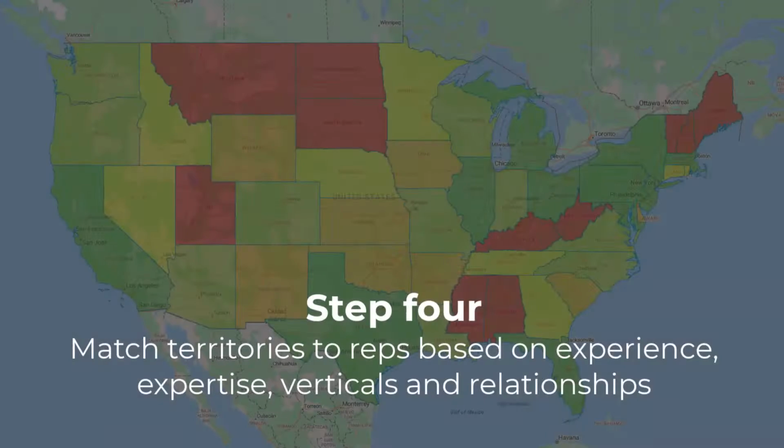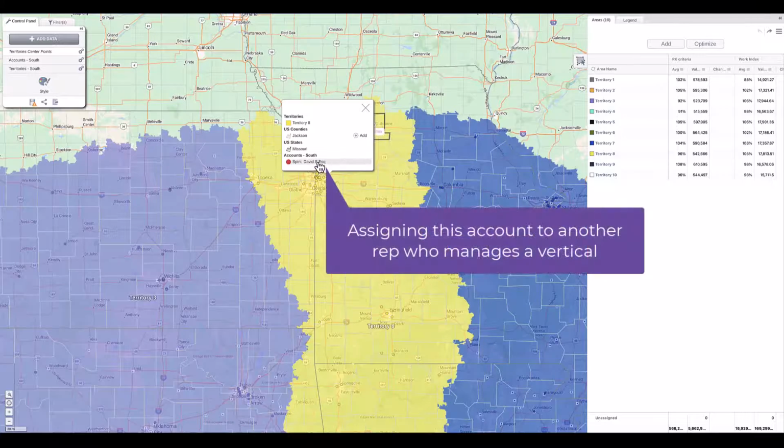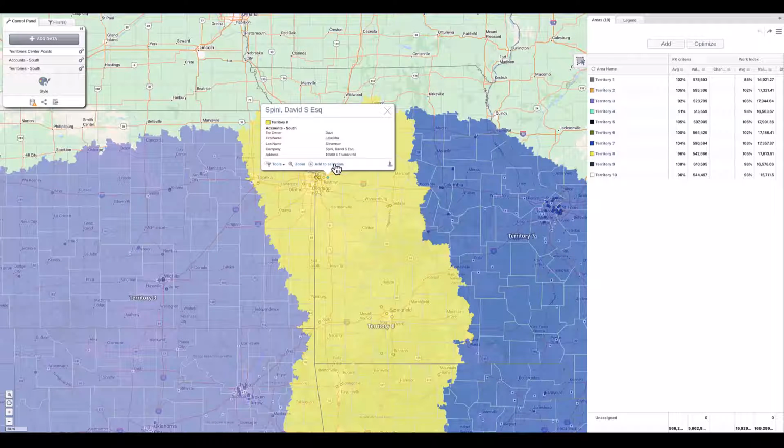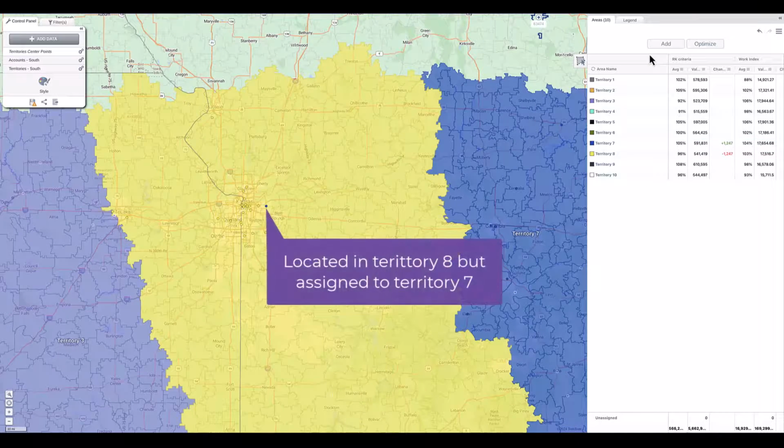Step 4, match territories to the reps based on maybe their vertical, maybe they're an expert in a certain vertical, maybe they have particular product expertise, strong customer relationships. But it's a great idea to match the skill set to the territory.